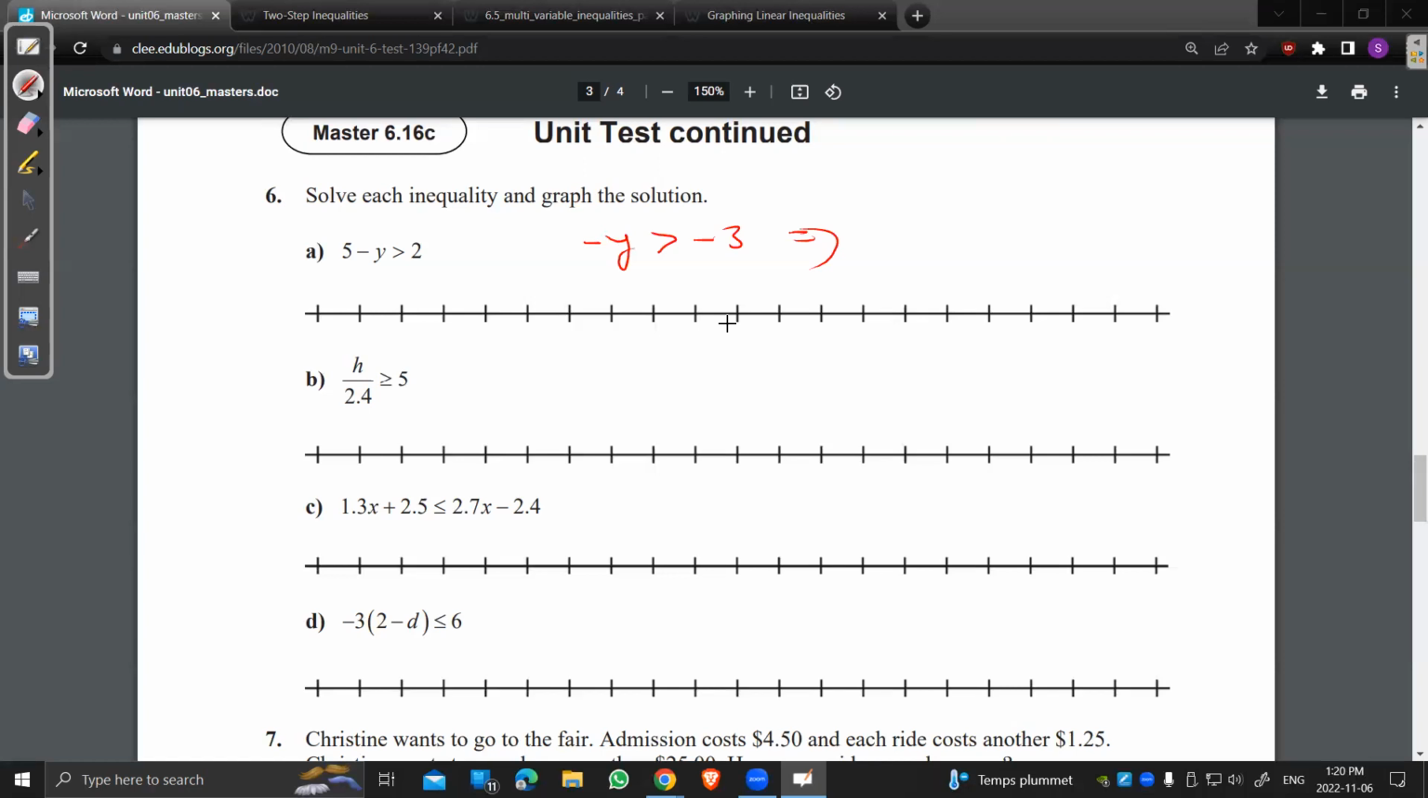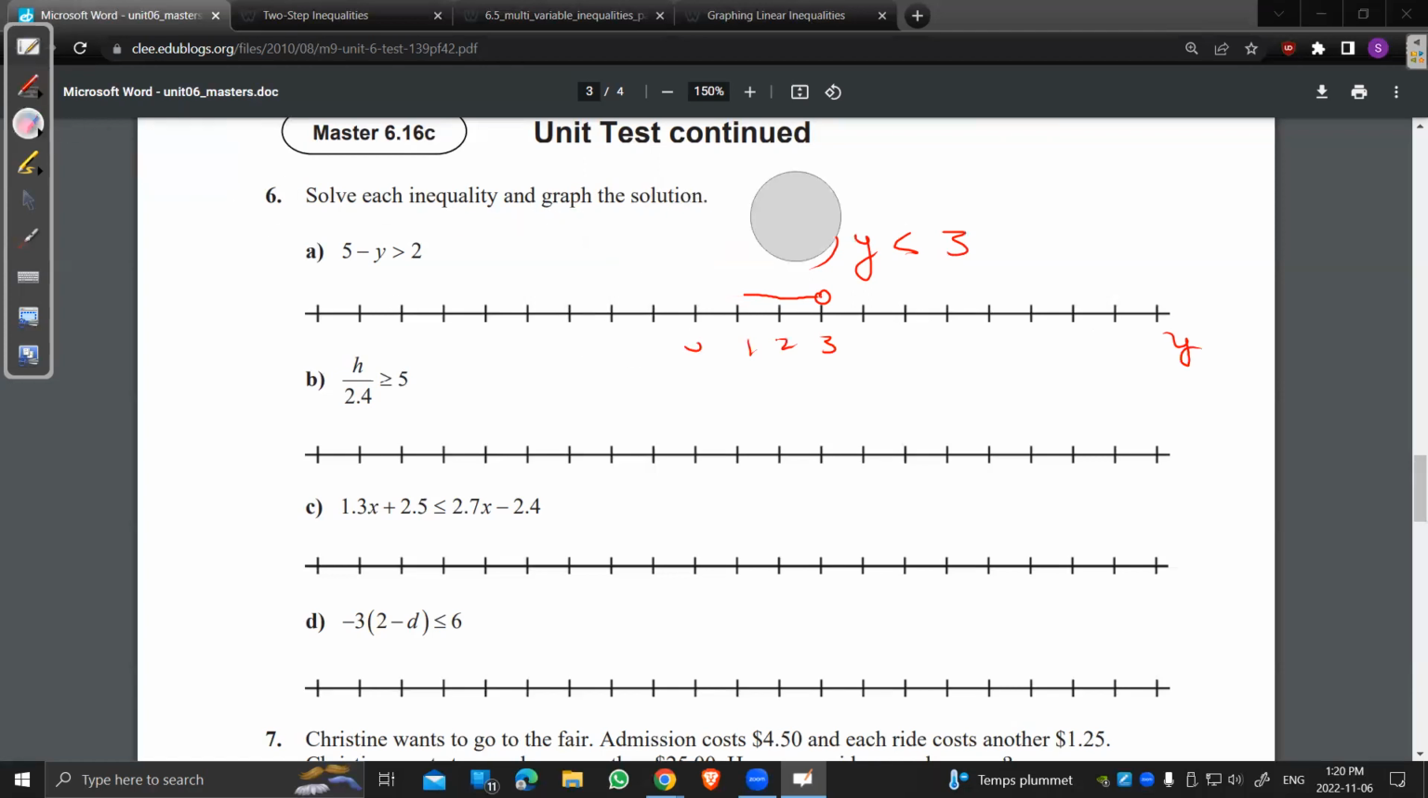Do you multiply it by -1? That's exactly what you do. You multiply both sides by -1. So y, and 3, and the fact that we're multiplying by a negative number, the sign in the middle flips. Okay? So let's say this is 0, 1, 2, 3. You can call this y. So y less than 3, open circle, and then we go left. And there we go. That's the answer to that one. Cool?